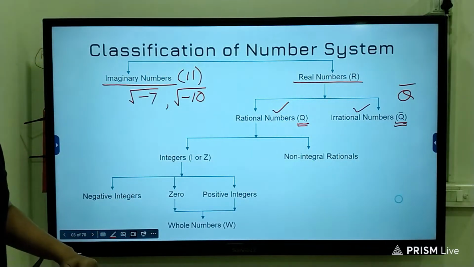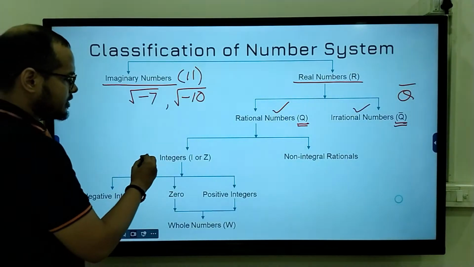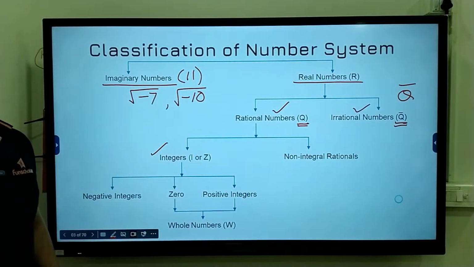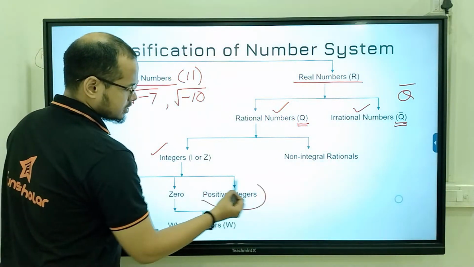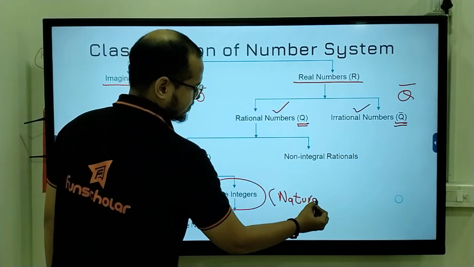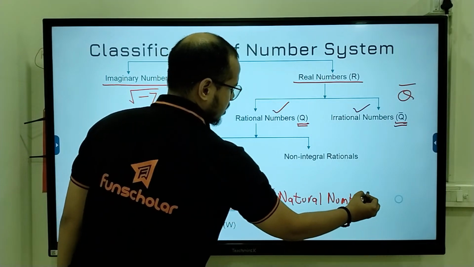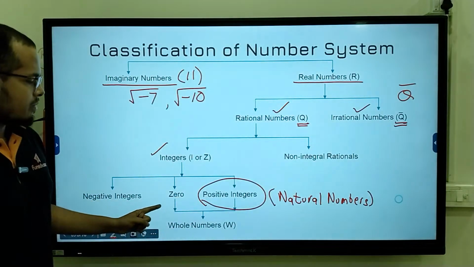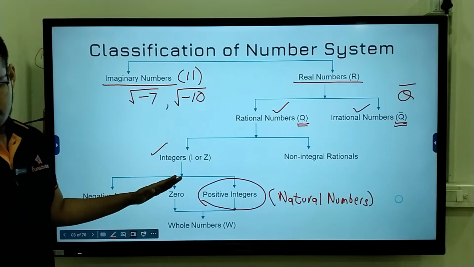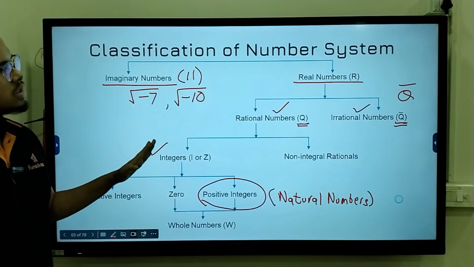Now, inside rational numbers, there are integers and non-integral rationals. We all know what integers are. Integers are divided into three portions: negative, zero, and positive. These positive integers are what is known as natural numbers. When we add zero to the natural numbers, it becomes whole numbers. And when we add all the negative integers, this as a whole becomes integers. So this is the classification of the entire number system.